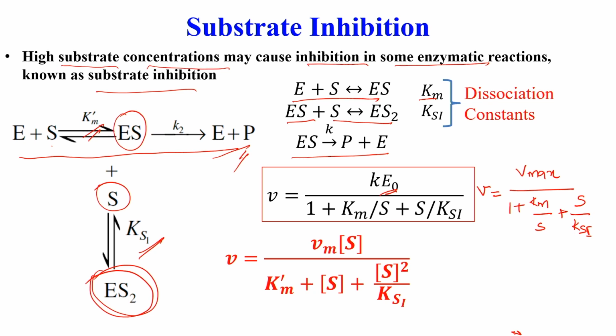We can further rearrange this. So, this will be Vmax S upon Km plus S plus S square upon Ksi. So, in this way we are able to explain the substrate inhibition behavior.